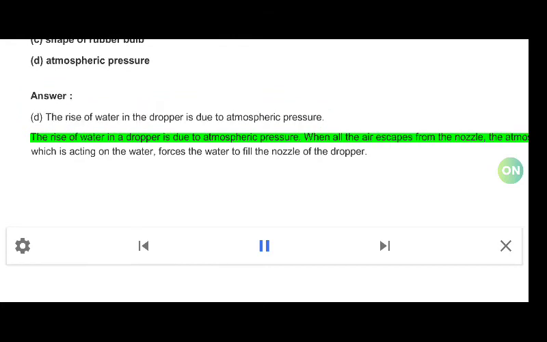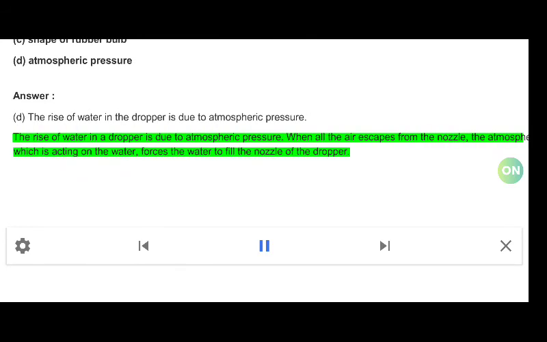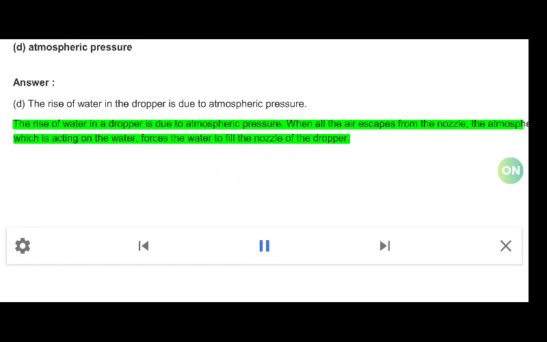The rise of water in a dropper is due to atmospheric pressure. When all the air escapes from the nozzle, the atmospheric pressure, which is acting on the water, forces the water to fill the nozzle of the dropper.